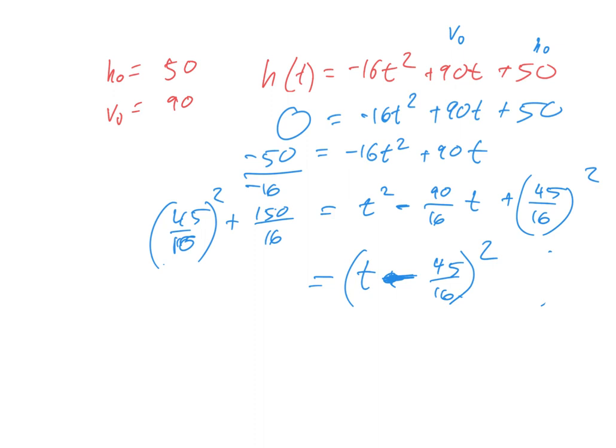To then solve for t, I would take the square root of it. So I'd have the square root of 45 over 16 squared. Again, this is just going to be a fraction or a number, plus 150 over 16. And it's plus or minus. Where'd you get the 150? It's just 50, yeah. And then that's going to equal t minus 45/16, and then you'd add 45/16 to both sides.